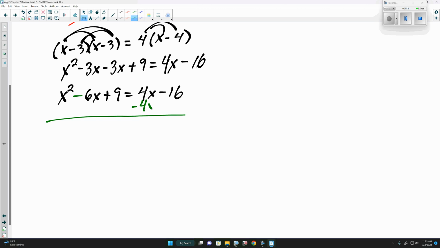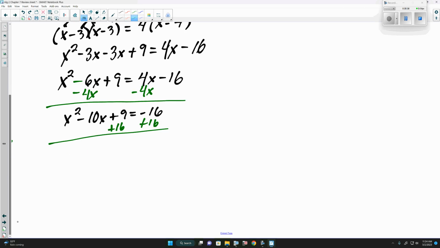So the first thing we can do is subtract 4x from both sides, telling us that x squared minus 10x plus 9 is equal to negative 16. And then we would add 16 to both sides, telling us that x squared minus 10x plus 25 is equal to 0. Questions on how we got to this point here?